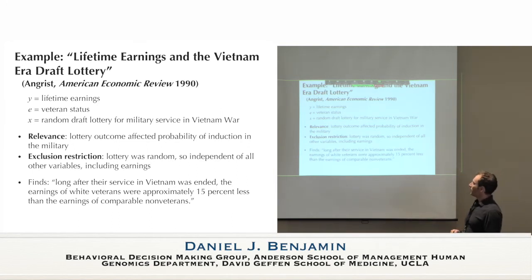And the bottom line of the paper is that the earnings of the veterans, the white veterans, were about 15% less than the earnings of non-veterans. So serving in the military reduced income. So this was a very convincing application of instrumental variables.